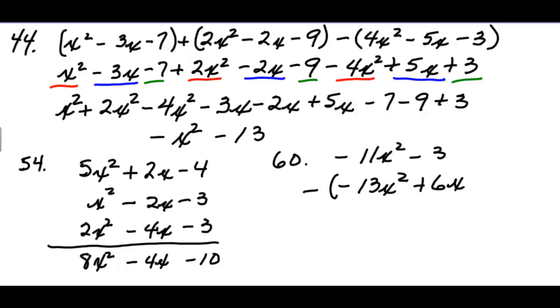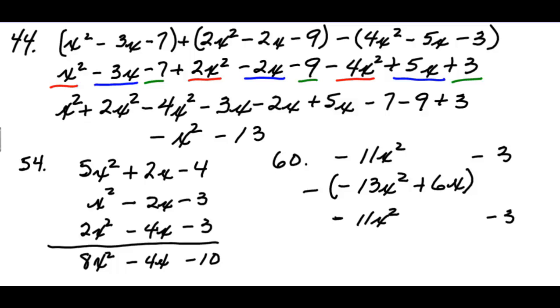Now, what I've discovered, of course, is, hey, look at this. I don't have these things lined up properly because in my second term, I have a 6x. In my first term, I have a negative 3. So what I have to do is move that negative 3 over to here so that everything lines up. Now when I do that, I have negative 11x squared minus 3 here.